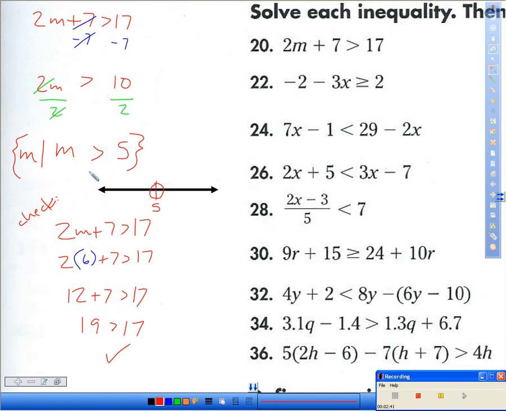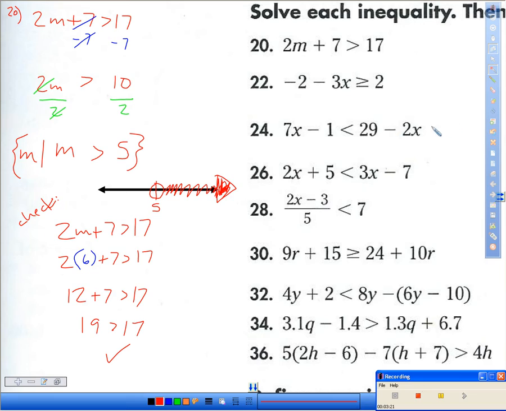And the way we can just look at it and tell whether or not we need to shade is by whether there is a line underneath the symbol or not. So if we saw something like this, then we would shade it. But since we just have greater than, we do not need to shade it. So we need to shade all of the numbers that are greater than 5, so it will look like this. So that is number 20.